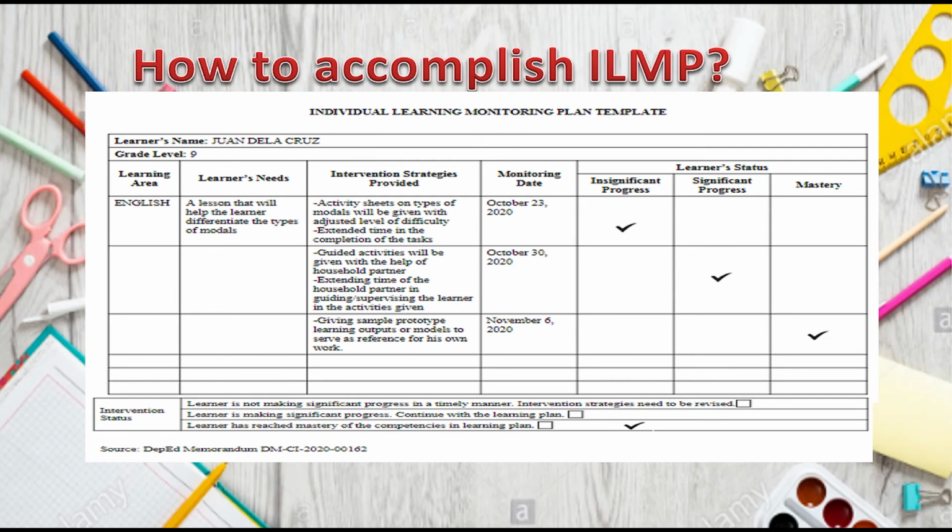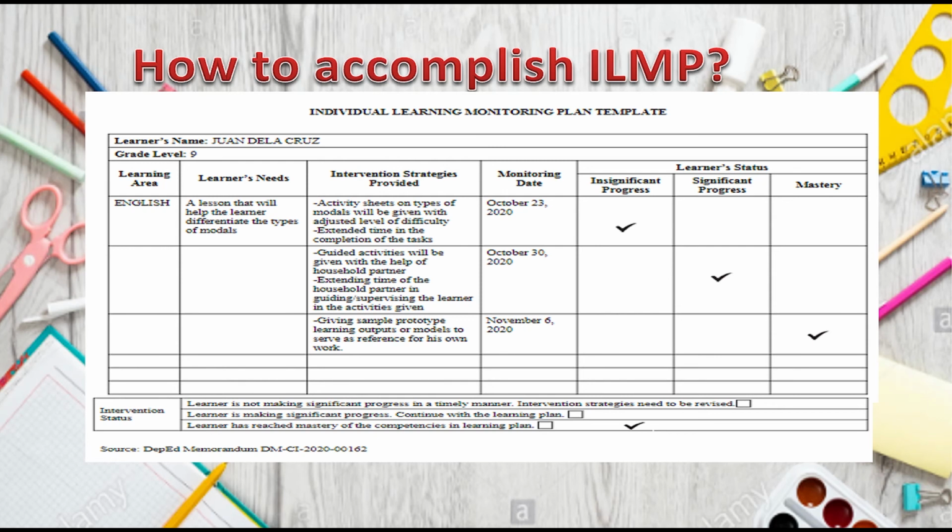The learner needs a lesson that will help the learner differentiate the types of models. The teacher identified 3 intervention strategies provided. 1. Activity sheets on types of models will be given with adjusted level of difficulty. Extended time in the completion of the task. The monitoring date is October 23, 2020. The learner's status with these intervention strategies provided is insignificant progress.